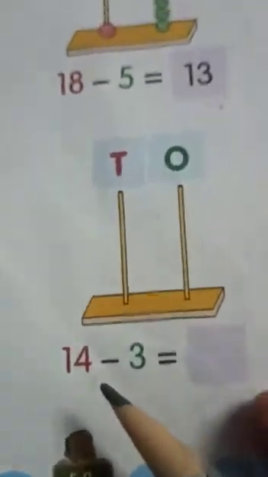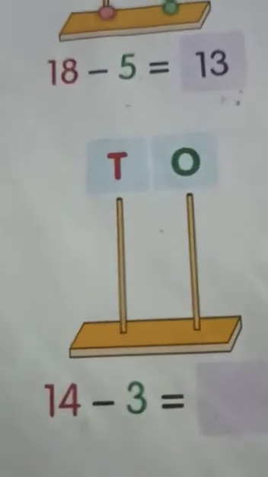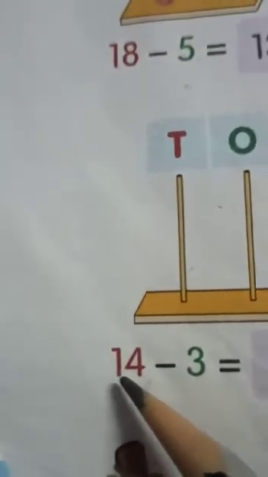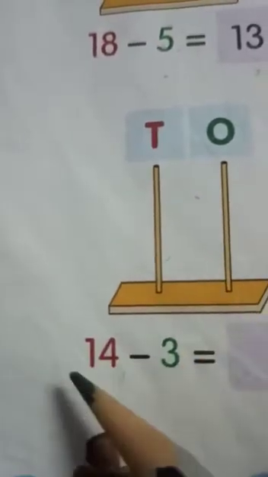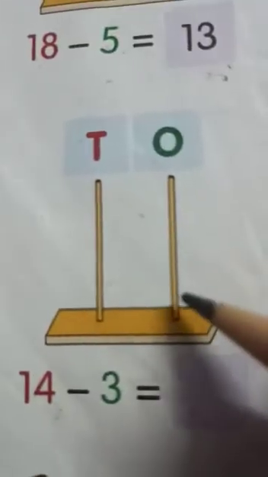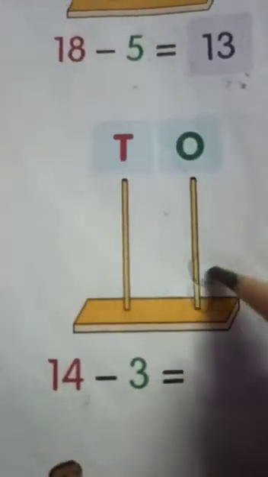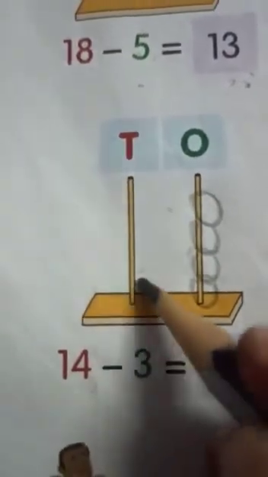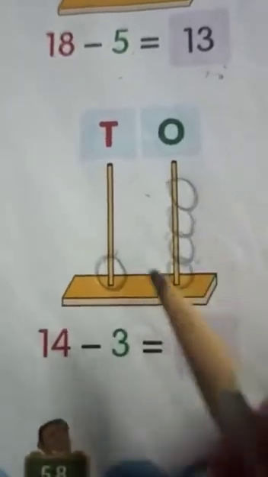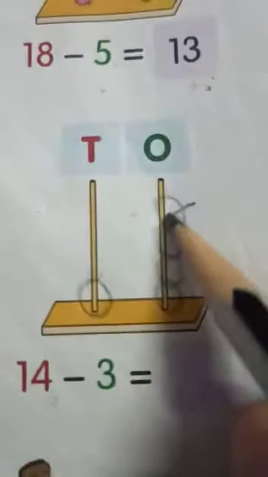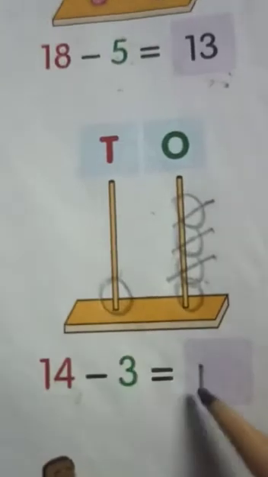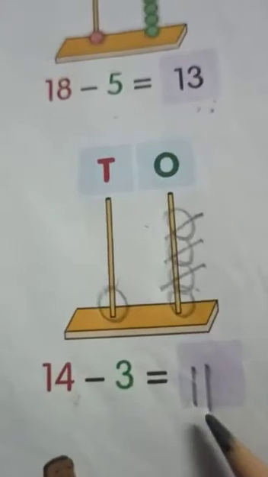Now we have to do this subtraction on abacus. Okay now. First we have the number 14. 4 on ones place and 1 on tens. So draw 4 beads on ones place, 1, 2, 3, 4 and 1 on tens place. So we got 14. How many we have to subtract? 3. 1, 2, 3. So we have left 1 ten and 1 ones. 14 minus 3 is how much? 11.